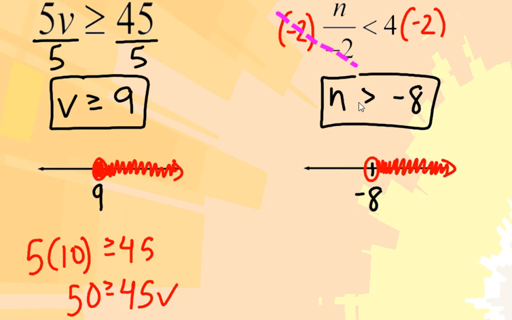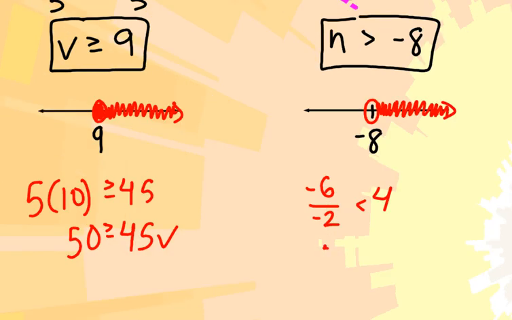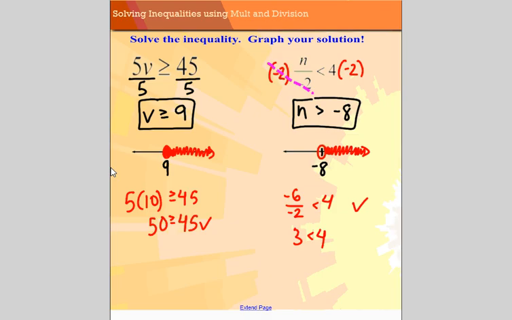Let's pick a number greater than negative 8. That's easy to check. I'm going to pick negative 6, because it's divisible by 2. So I get negative 6 divided by negative 2. Is that less than 4? It is, because I get 3. And 3 is less than 4. So if I pick any value to the right of negative 8, I'm going to get true statements, which means I did the problem correctly. So there we go. That's solving using multiplication and division.